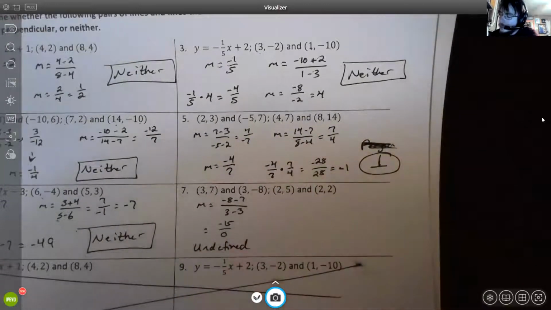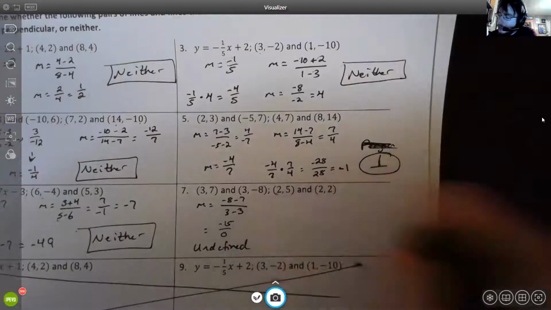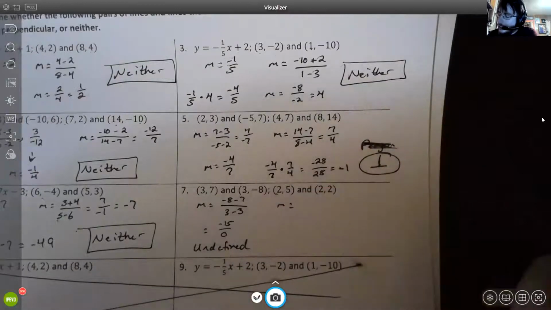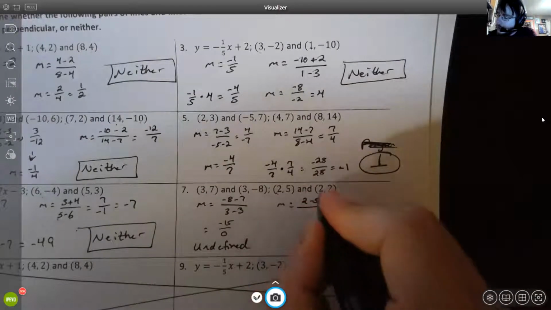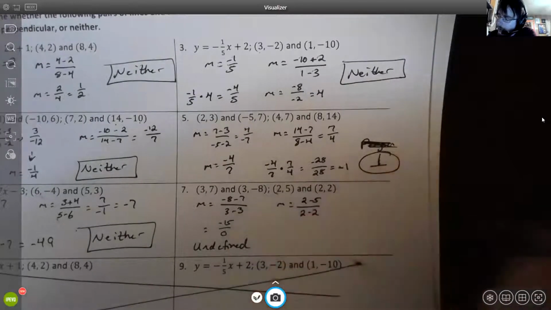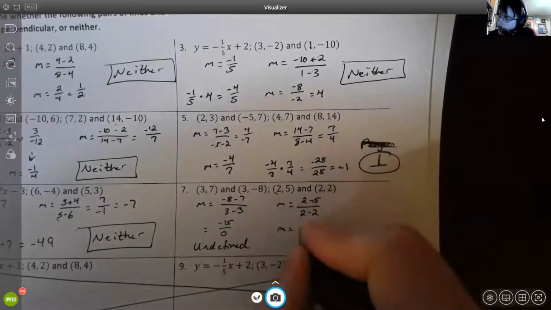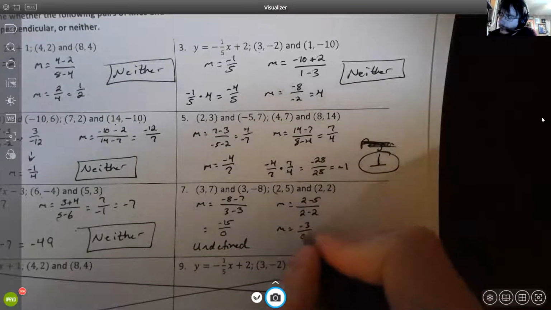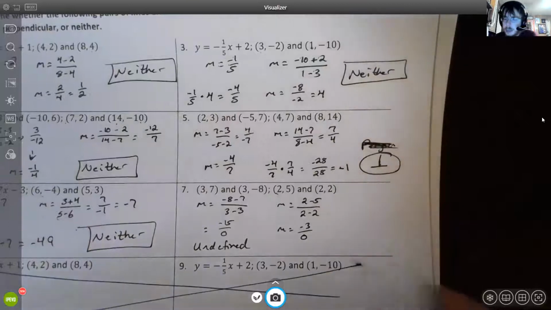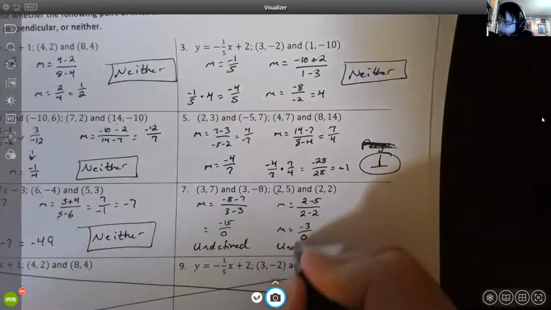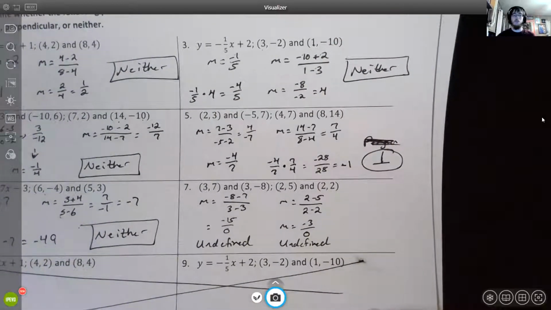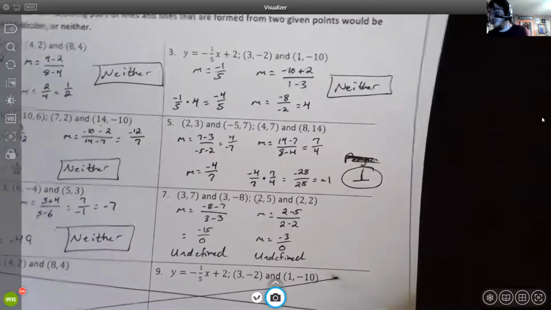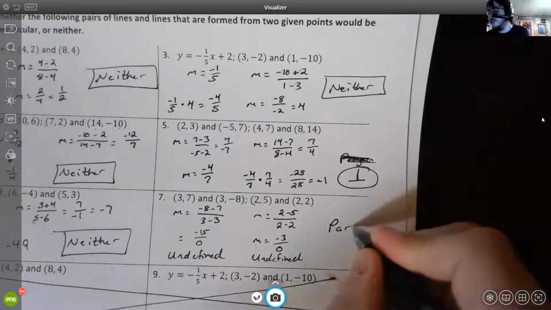All right, let's look at the next one here. You have the slope 2 minus 5 over 2 minus 2. 2 minus 5 is negative 3, and 2 minus 2 is 0. Again, cannot divide by 0, and so you get undefined as well. Are those slopes the same? They both came out to be undefined, so they are the same. So that means that this is parallel.